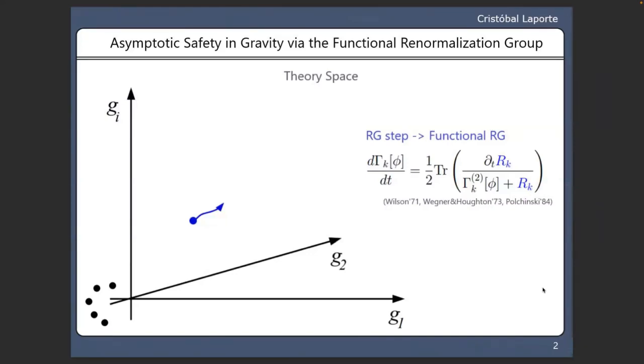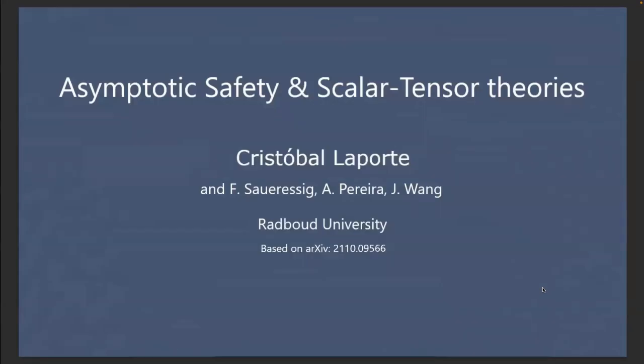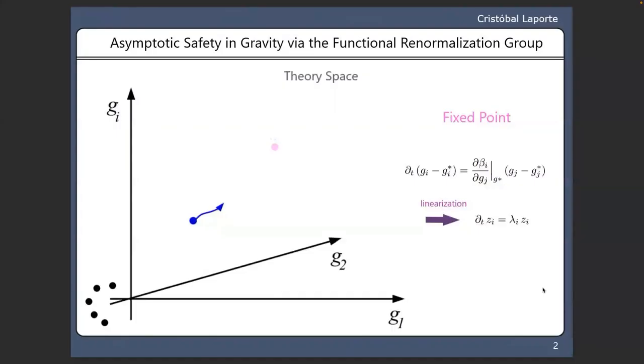I'm not going into the details here because that is another talk, but let me say that when you send the renormalization group scale k to infinity, if you are lucky, you reach a fixed point, and while sitting at the fixed point is quite boring, the vicinity of the fixed point is very interesting. So suppose you take the derivatives of the beta function with respect to the couplings and evaluate it at the fixed point coordinates.